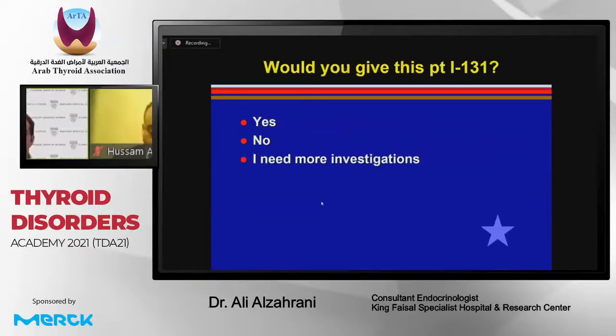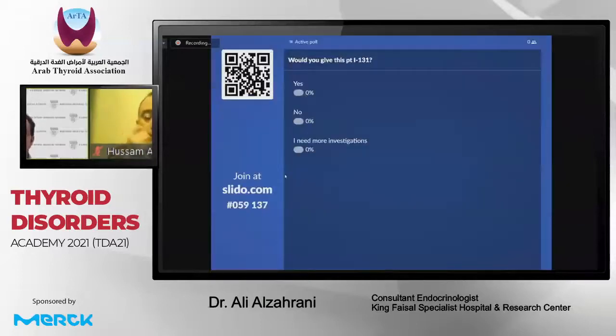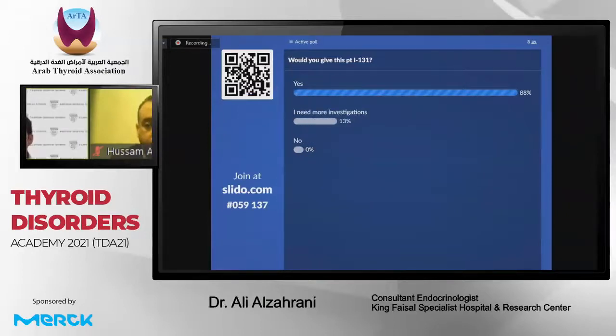And I will again ask you the same question. Should we give this patient radioactive iodine? No, or do we need more investigation? So again, another 10 seconds to choose your answer. This is a young woman with T2 N1B MX. All right, so the majority will give radioactive iodine here. Around 13% would not do it. And you can see some people want more investigations.